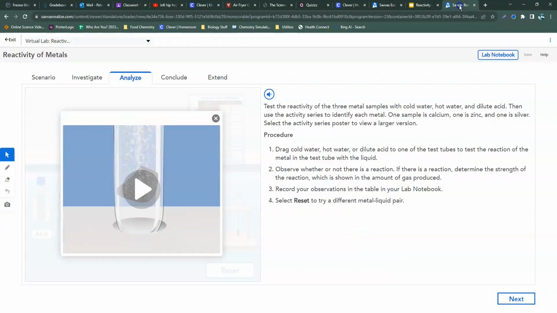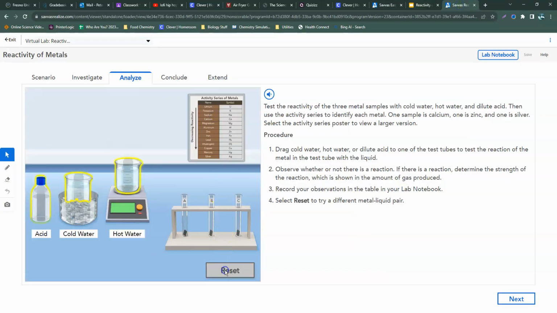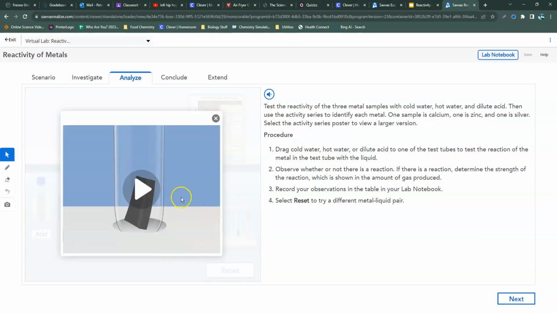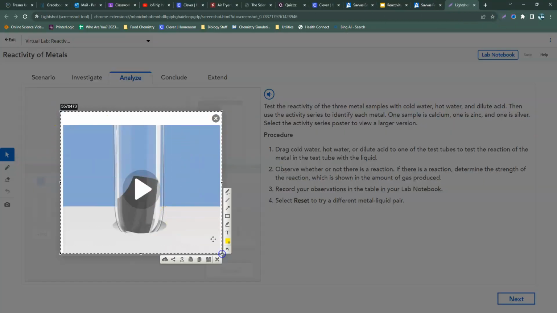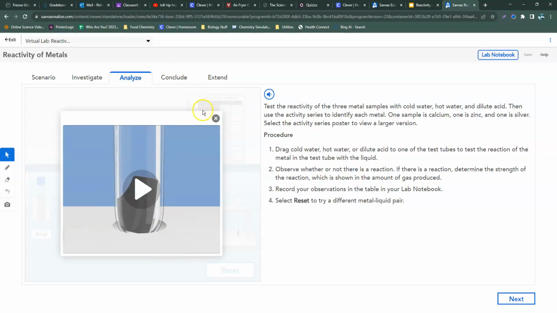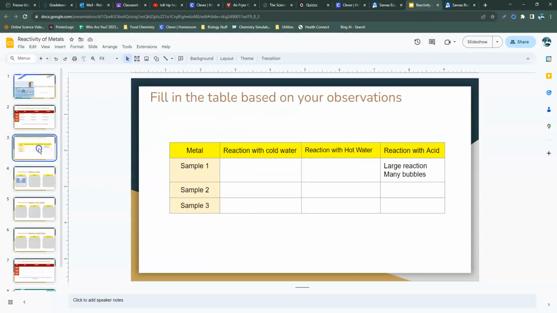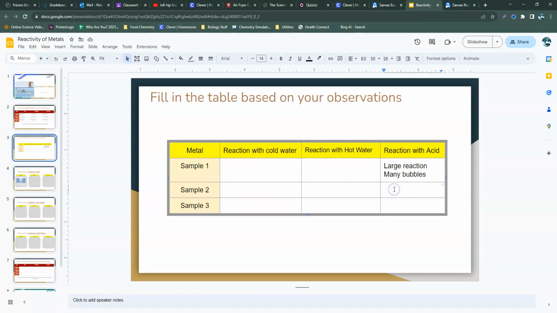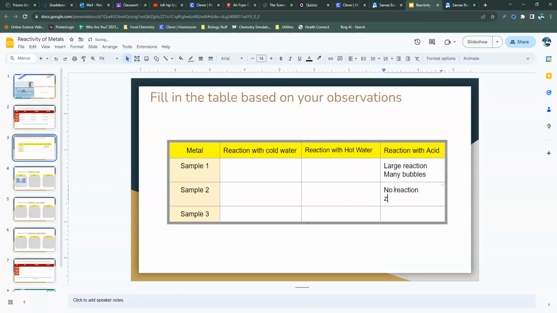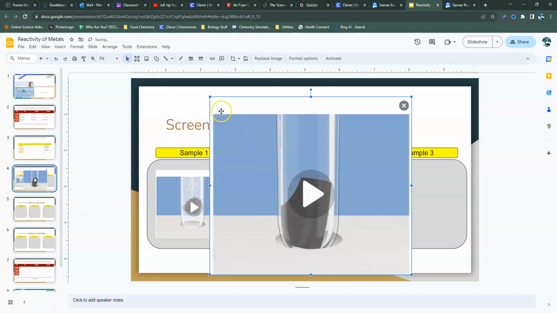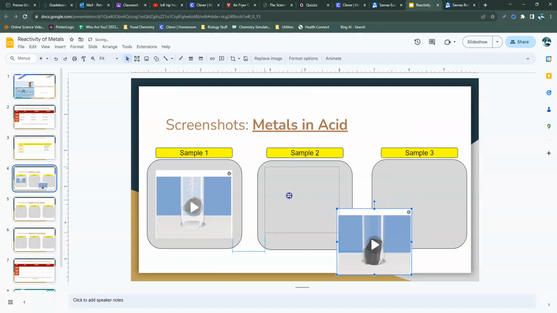So now we'll do that same thing for sample 2. Set sample 2 with acid, sample B I should say, and press play, and the water fills, and that is 0 reaction, no bubbles at all, nothing's happening. So you want to make sure you get your screenshot. Here, sample 2: no reaction, 0 bubbles. Here, I'm going to paste, show that 0 reaction, like so.